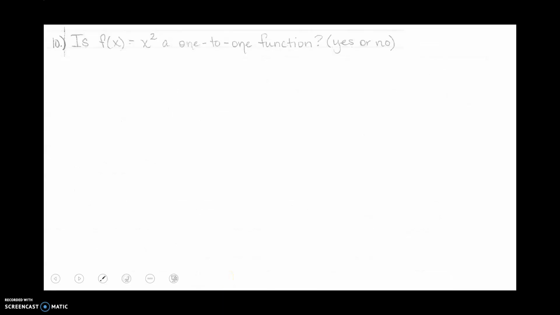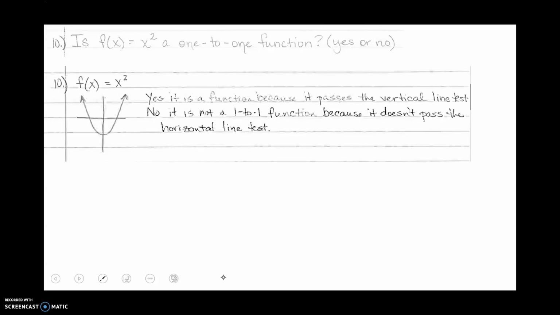All right, and then last, number 10, they want to know, is x squared a one-to-one function? First off, x squared is one of our toolkit functions, so we should know what that looks like without having to plot points or anything like that to graph it. We know what that graph looks like. For it to be one-to-one, it has to pass both the horizontal and the vertical line tests.